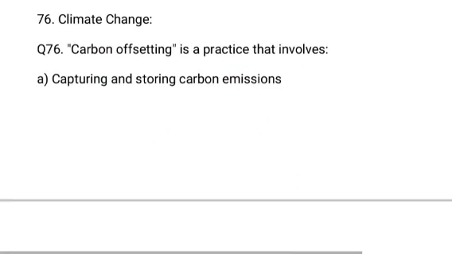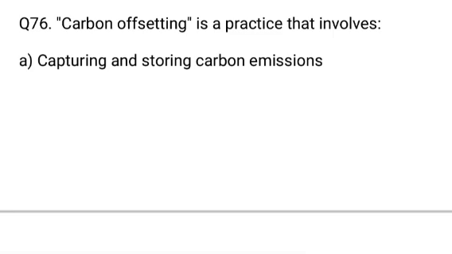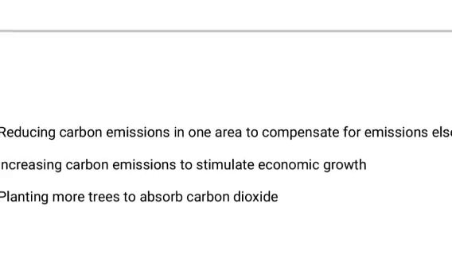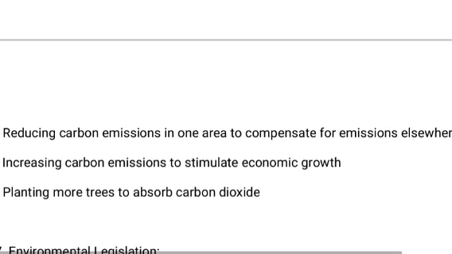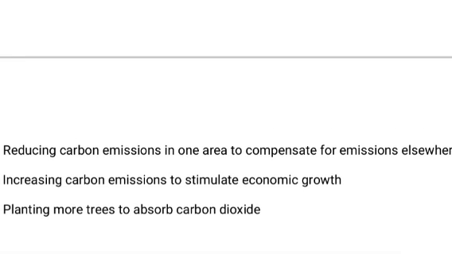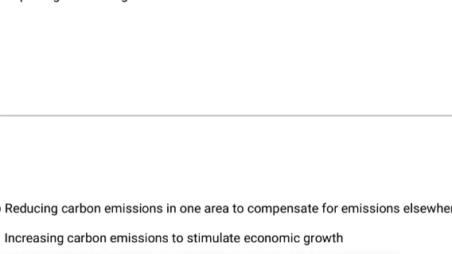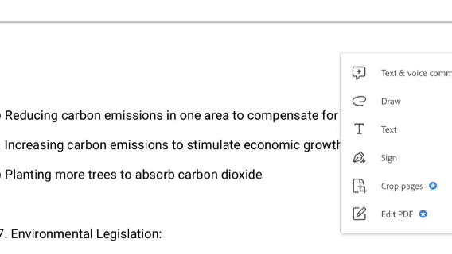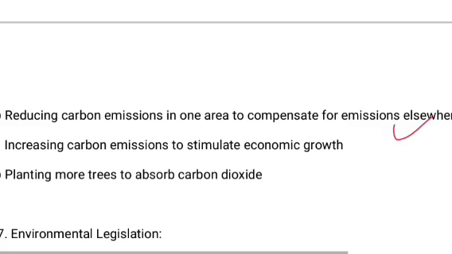Next, climate change. Carbon offsetting is a practice that involves what? Capturing and storing carbon emissions, reducing carbon emissions in one area to compensate for emissions elsewhere, increasing carbon emissions to stimulate economic growth, planting more trees to absorb carbon dioxide. It will be reducing carbon emissions in one area to compensate for emissions elsewhere.